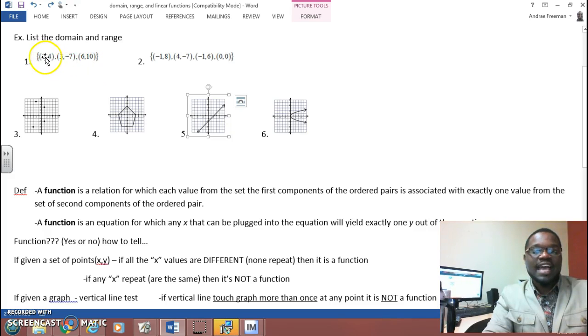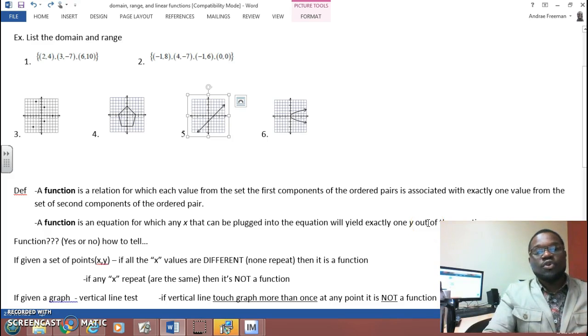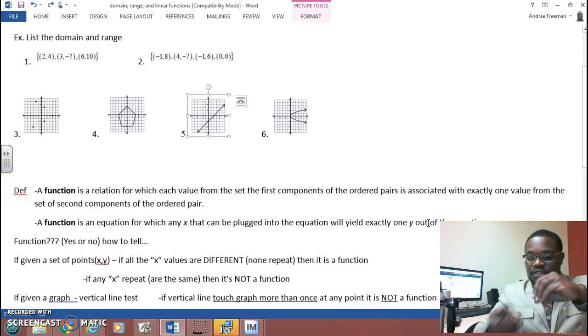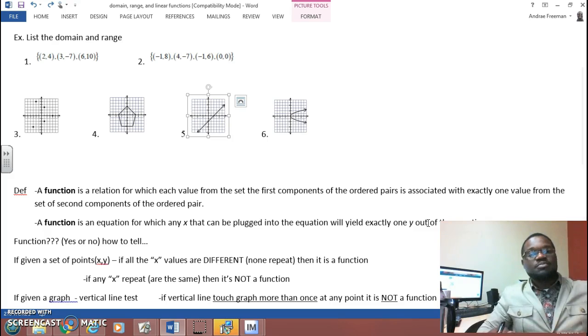And so you can't have two of the same X's with different Y numbers because that's not one-to-one. Okay? Now, and also, a function is an equation for which any X that can be plugged into the equation will yield exactly one Y. So if I put one number in, it's going to give me that same number every time.